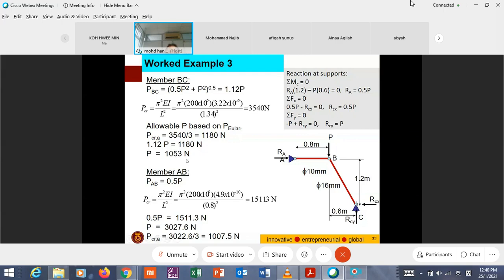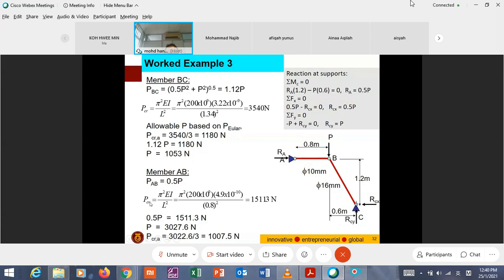This 1053 is when we consider only member BC, but we have not considered member AB. Is it still safe under 1053? Okay, now we check member AB.